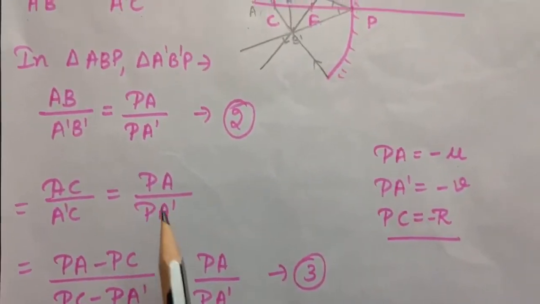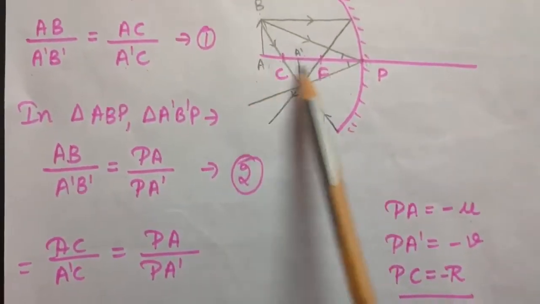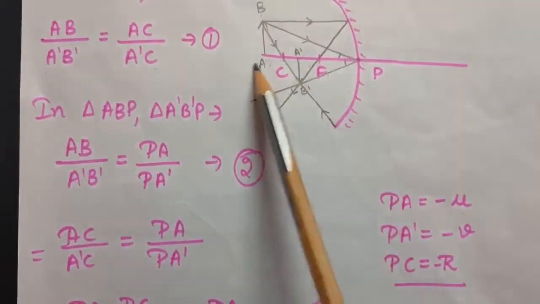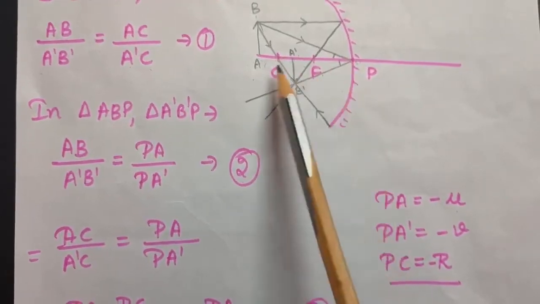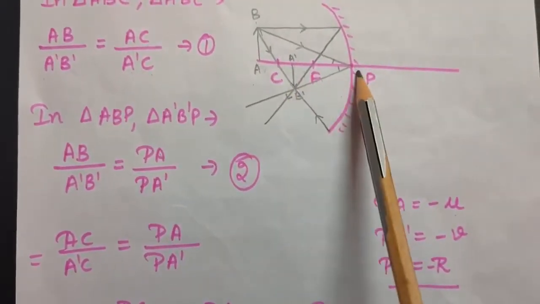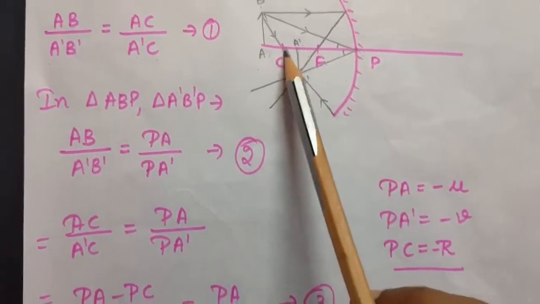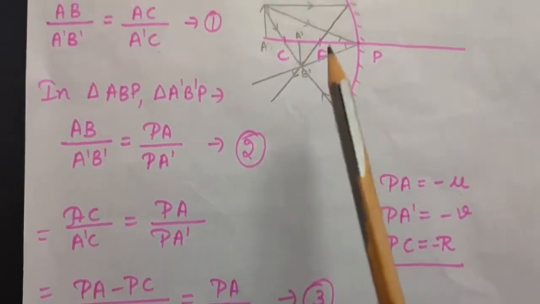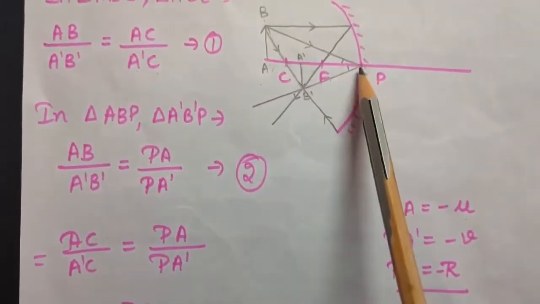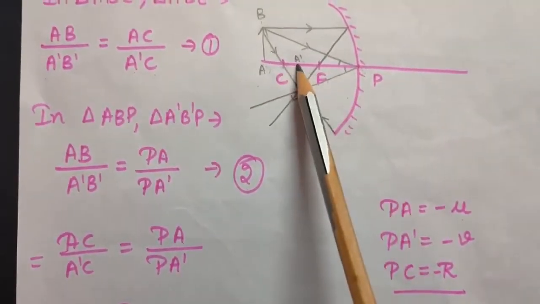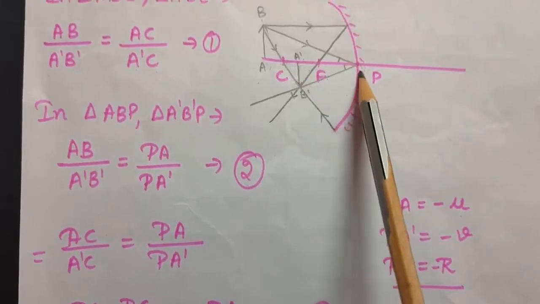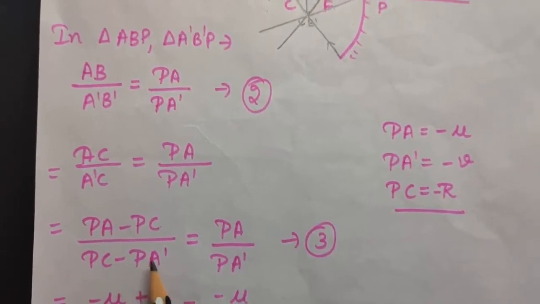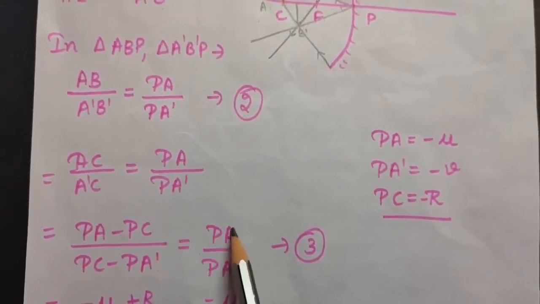That is this. Now if you clearly look in the diagram, see this AC, this one, it can be written as PA or AP minus CP. Look here again, AP minus CP will be AC. So AC can be written as PA minus PC. Similarly, A'C, this is your A'C, can be written as PC minus PA'. So PC minus PA' will give you A'C. So the equation becomes PA minus PC upon PC minus PA' is equal to PA upon PA'.